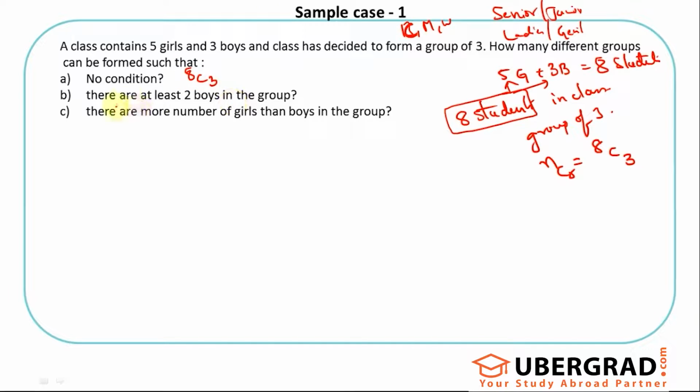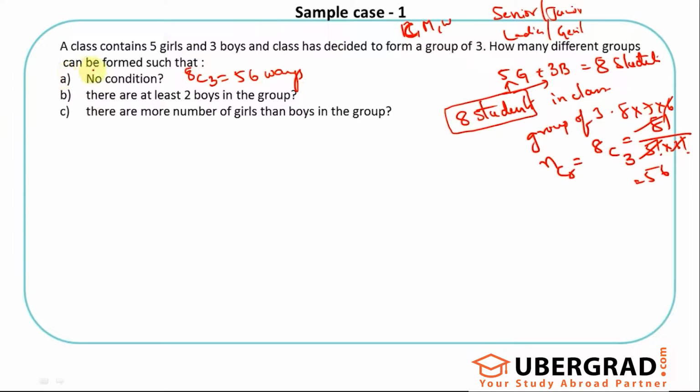Then the next condition says there are at least 2 boys in the group. Okay, let me first find out what 8C3 is. I'll show the calculations: 8 factorial by 5 factorial into 3 factorial. This is 8 into 7 into 6, and I know 3 factorial is 6, so this is basically 56. That means I can select 3-member groups in 56 different ways. This is done. We are looking at the next question.